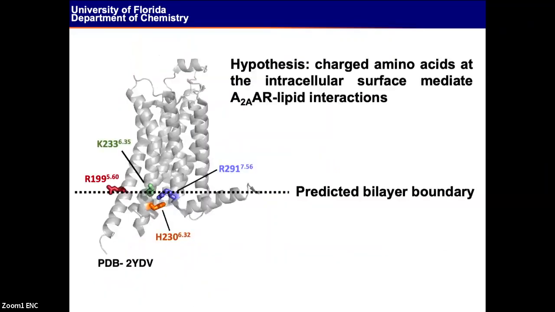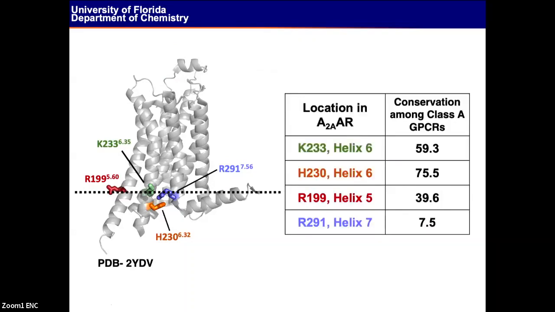So this generated the hypothesis that it was the presence of charged amino acids near the predicted bilayer boundary that could facilitate or mediate these specific interactions. In particular, we focused on a cluster of amino acids that are predicted to be charged, and are also predicted to occur near the lipid bilayer boundary.